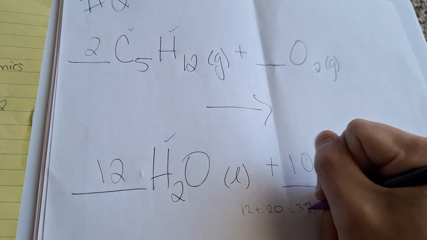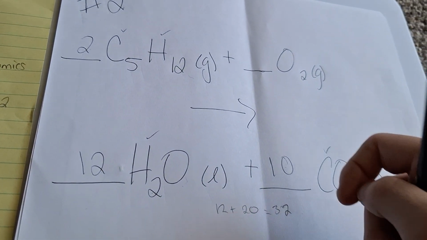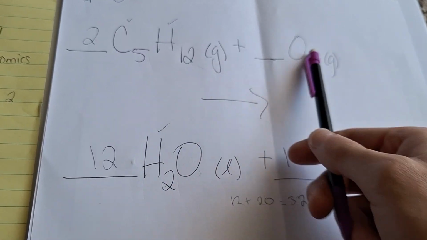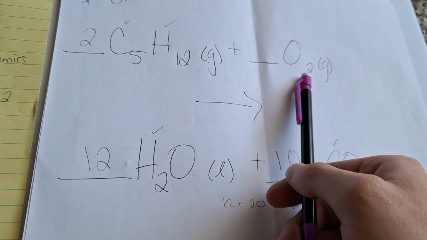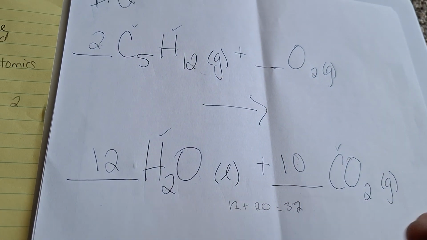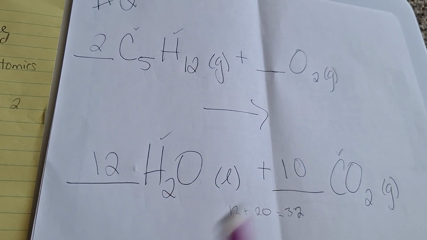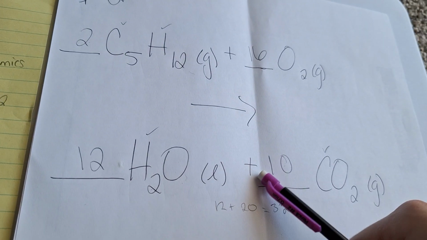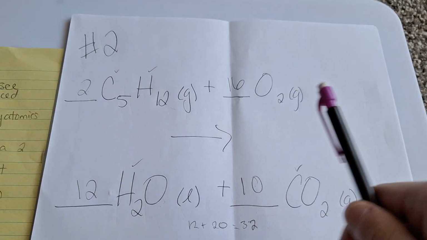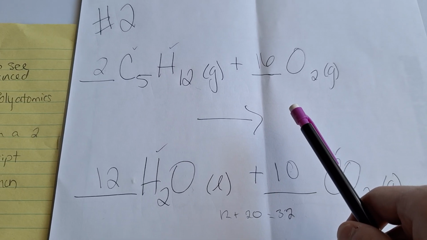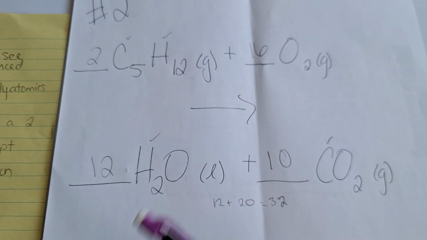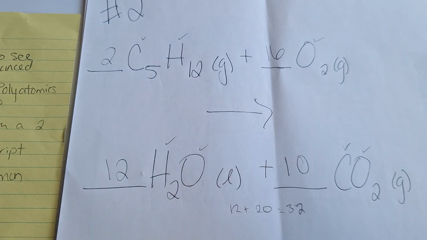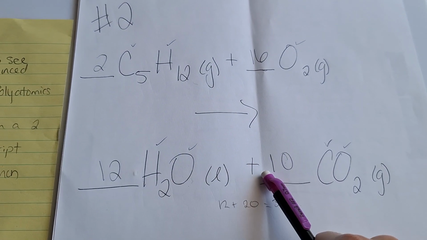Okay? So that means you need 32 on your reactant side. So then if we have 2 oxygens already, we just have to divide 32 by 2. Well, 32 divided by 2 is 16. 16 times 2 is 32. Now our equation is balanced. However, this is not our final answer.